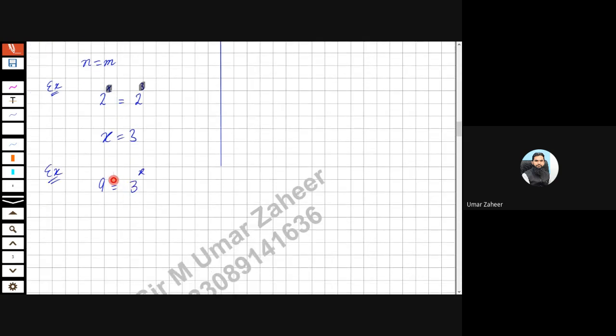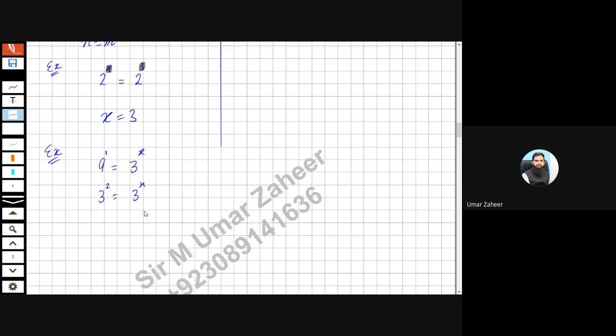Now look here. Here you have 9 raised to power 1 and 3 raised to power x, so obviously they are not equal. But we can write 9 as 3 raised to power 2, because 9 is the square of 3. Now we have the same bases and the equality sign, so all the conditions are fulfilled. This means that x is going to be equal to 2. We compare the powers, so x will be 2.